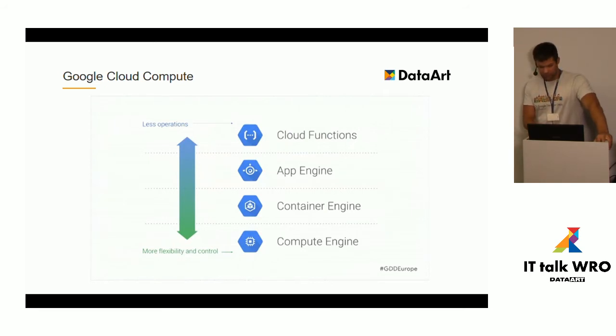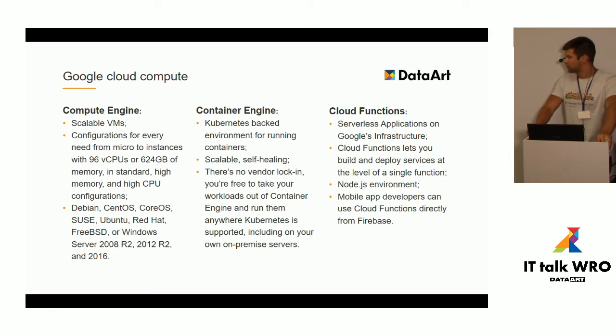At the bottom, we have Compute Engine, which is just providing you with scalable virtual machines. There is a variety of configurations. You can have a micro instance, or a pretty large instance, even 96 CPUs and 624 gigabytes of RAM, which is a large amount of RAM. You have a predefined set of different operating systems with which you can start your VM, so you just choose your configuration, press the button, and you have a virtual machine.